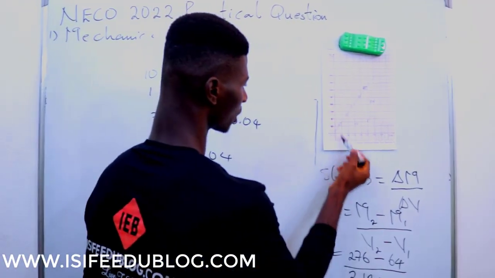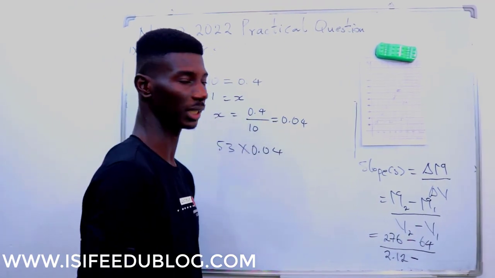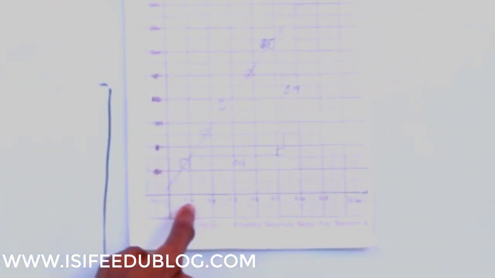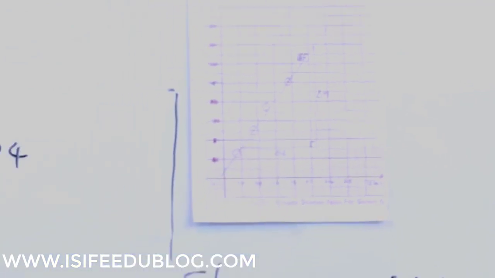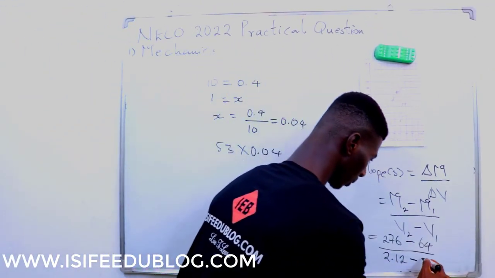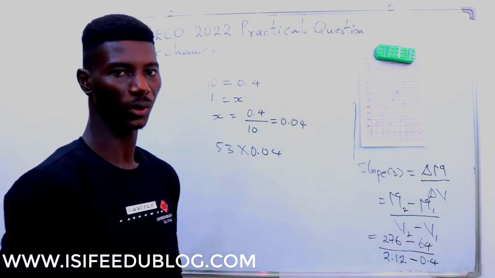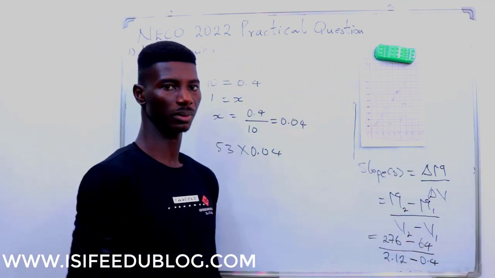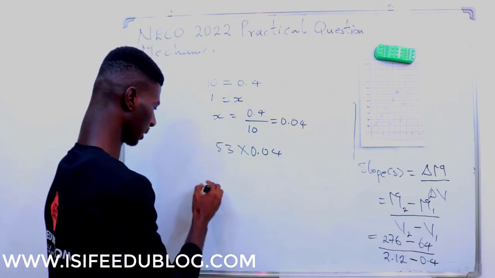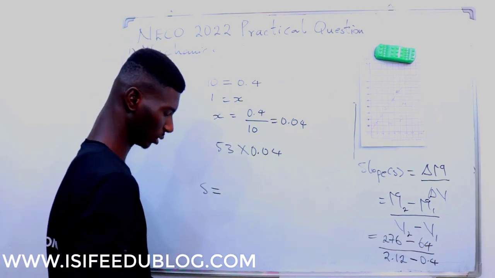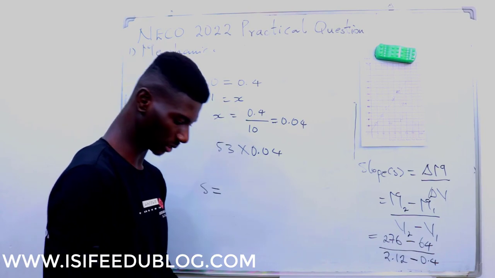We go back to this one. We don't have any problem with it already. If you trace it down, it's already at 0.4. So no stress, just trace down. What you have is 0.4. We're almost done. Use your calculator and finish up. So our slope S becomes 276 minus 64.